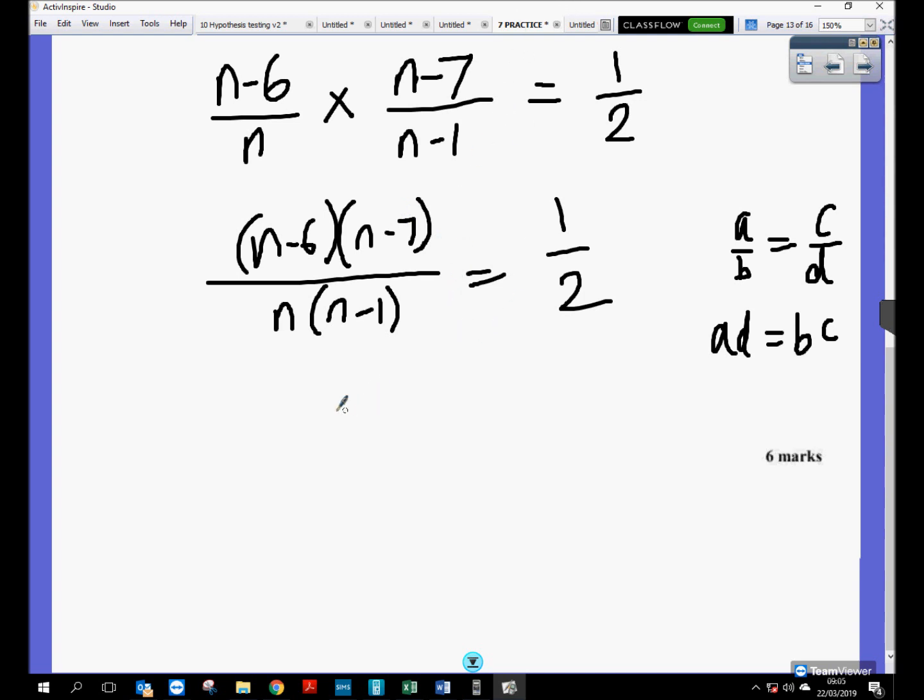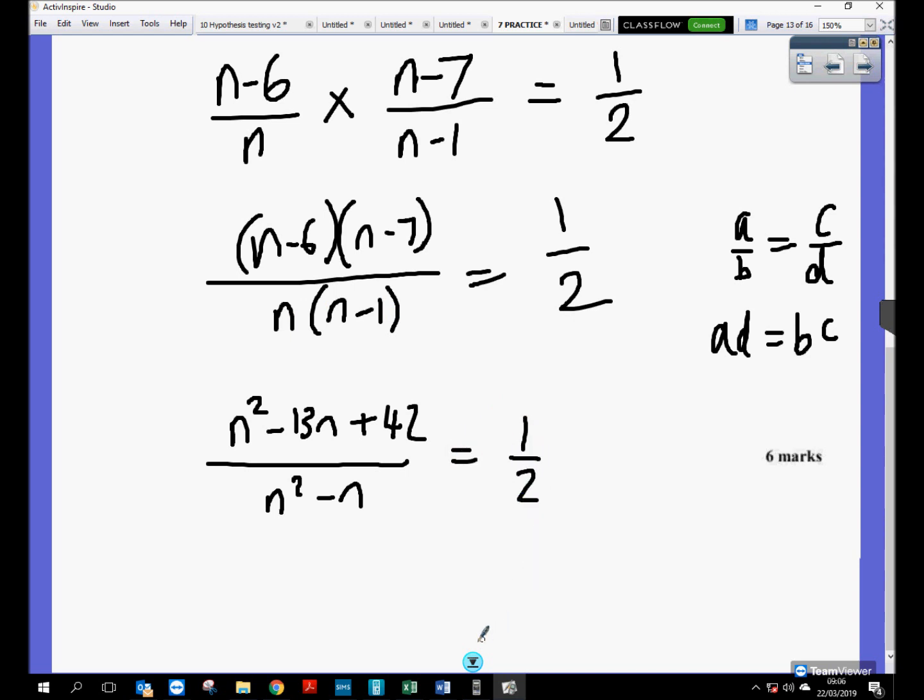Just before I use that technique, I'm going to expand the brackets. So on the top we have n squared minus 7n, and minus 6n will combine to make minus 13n. And finally, negative 6 multiplied by negative 7 is positive 42. On the bottom, we have n squared minus n is equal to a half.